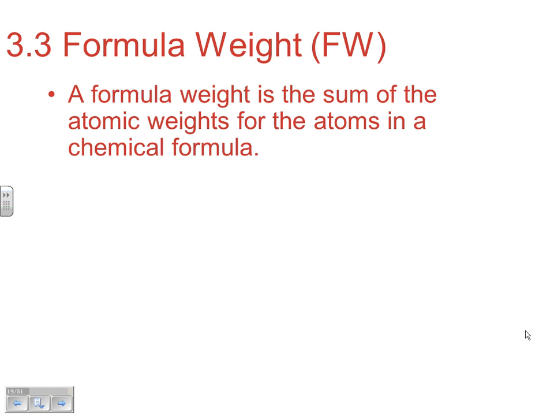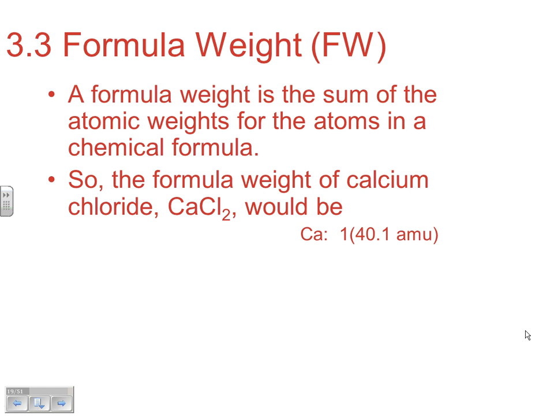A formula weight is the sum of the atomic weights of the atoms in a chemical formula. So the formula weight of calcium chloride, CaCl2, would be the sum of the calciums and the chlorides. When you're pulling numbers off the periodic table, generally you just go to tenths, unless that's going to restrict significant digits and we end up with an answer that has fewer sig figs than we're entitled to. But normally that's not the case.